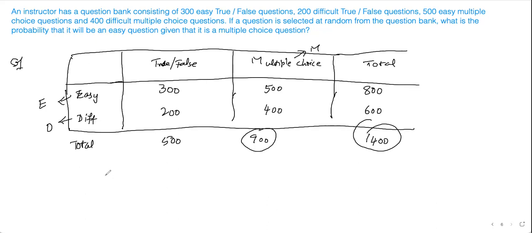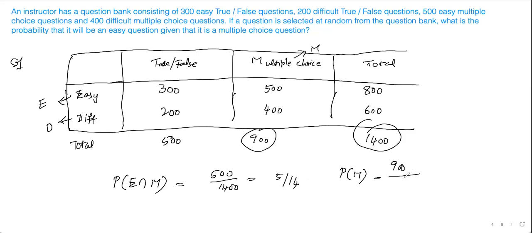Now hence the probability of selecting an easy multiple choice question is given by the probability of E intersection M, which is 500 by 1400, which results to 5 by 14. Now the probability of selecting multiple choice, that is P of M, which is 900 by 1400, which is 9 by 14.